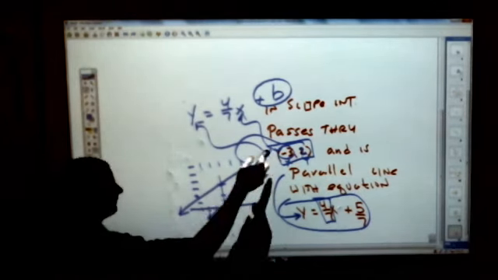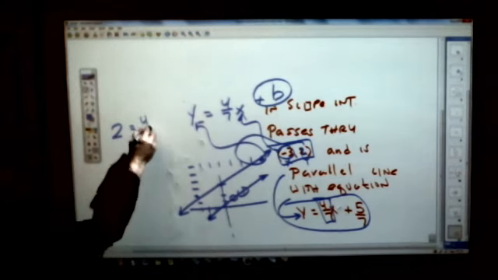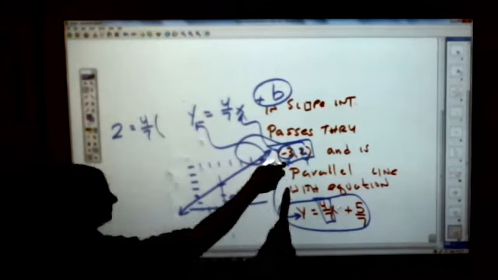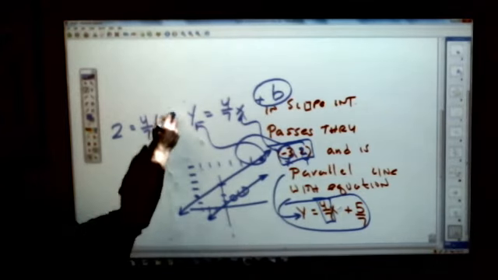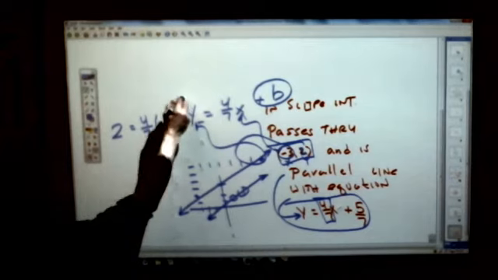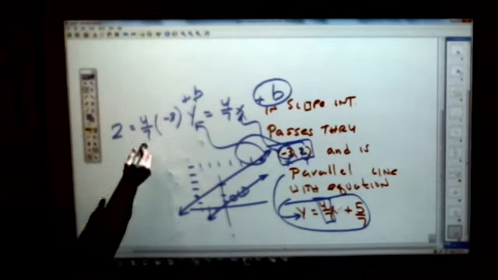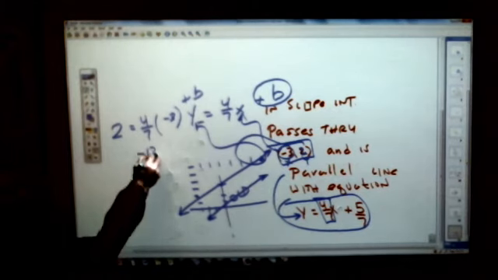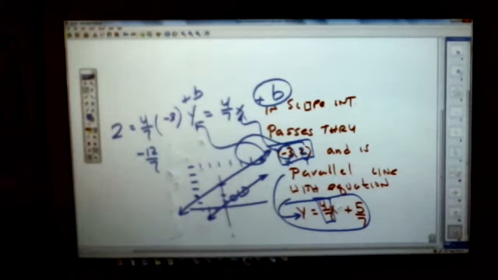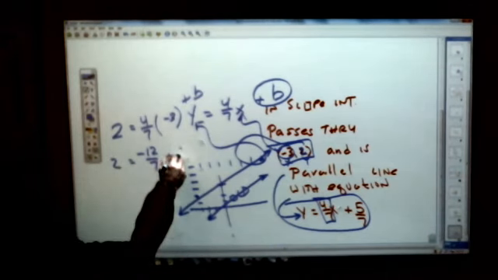No, 2 is the y. 2 does equal 4/7 times my -3, plus b. So you could have never even come up with this had you not done it equation-wise. What is 3 times 4/7? -12/7, right? And that equals 2. How do I solve this for b, ladies and gentlemen?